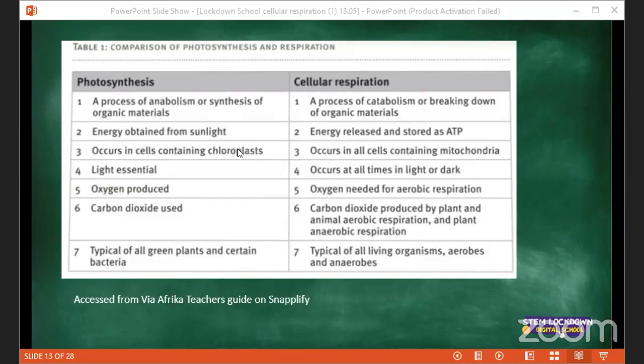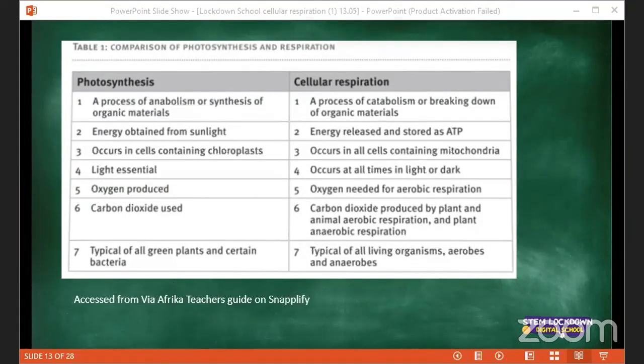So photosynthesis, the first thing is that it is a process of anabolism. And remember, we said that anabolism is the build up. So it is the synthesis of organic materials. The second thing is that energy is obtained from sunlight. The third thing, it occurs in cells containing chloroplasts. The fourth thing is that light is essential. So in order for photosynthesis to take place, we need light energy, or radiant energy.